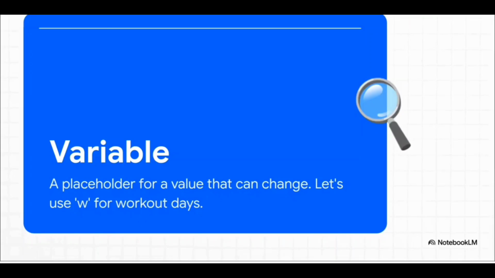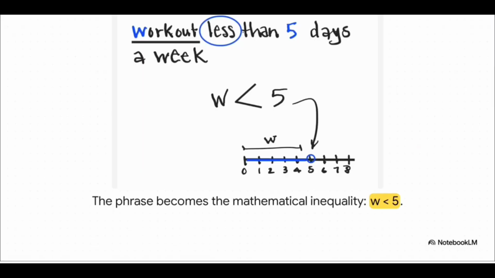In algebra, we call this a variable. For this, let's just use the letter W to stand for the number of workout days. And now we just put it all together. The phrase workout less than 5 days turns into this simple, elegant little inequality. W is less than 5. And just like that, we've translated from English to math.